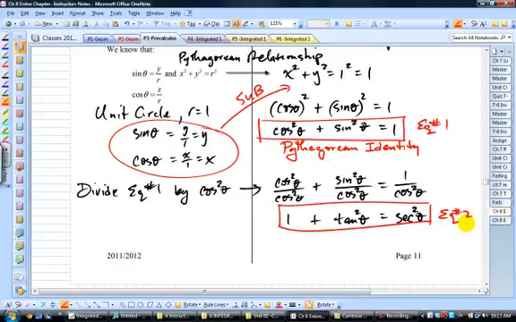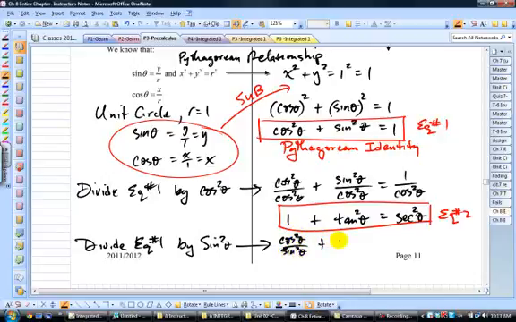Now, if we get creative, we take equation 1 and divide it by sine squared theta instead of cosine squared, we get something different. So now let's divide equation number 1 not by cosine squared theta, but by sine squared theta, and let's see what we get. Write kind of small because we have to fit this on the page. So here we go. I'm going to take cosine squared theta divided by sine squared theta. Take the second term divided by sine squared theta. And take the right-hand side and divide it by sine squared theta.